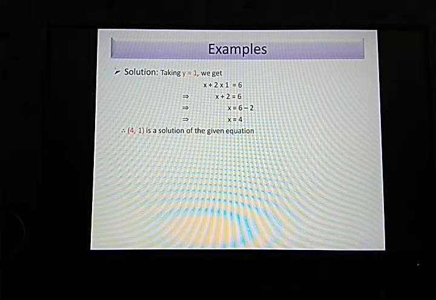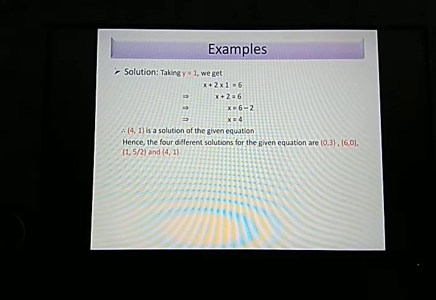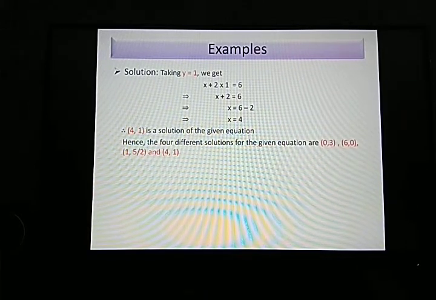Now, since there are infinitely many solutions, the solutions might vary from person to person, but that doesn't mean that your solution is wrong. You can verify that by just substituting that solution into the equation and checking whether it satisfies the equation or not. If it satisfies, then definitely it is a solution of the given equation. So what can we conclude from here? (0, 3), (6, 0), (1, 5/2) and (4, 1) are 4 different solutions of the given equation.